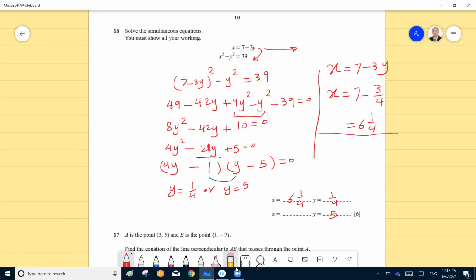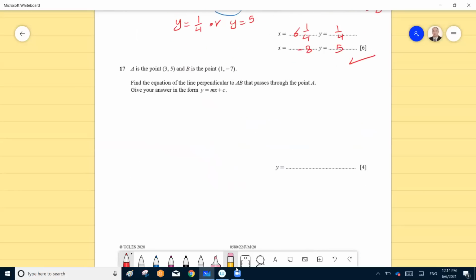And for the other value, x equals 7 minus 3 times the other y, which is 5. 7 minus 3 times 5, which is 15. The answer is negative 8. This is the answer. Step by step, you can solve it.